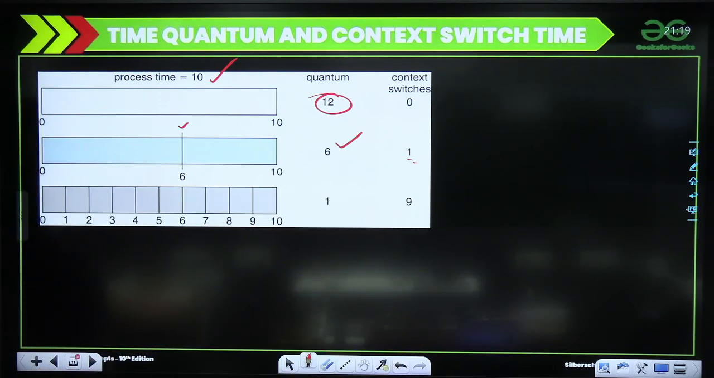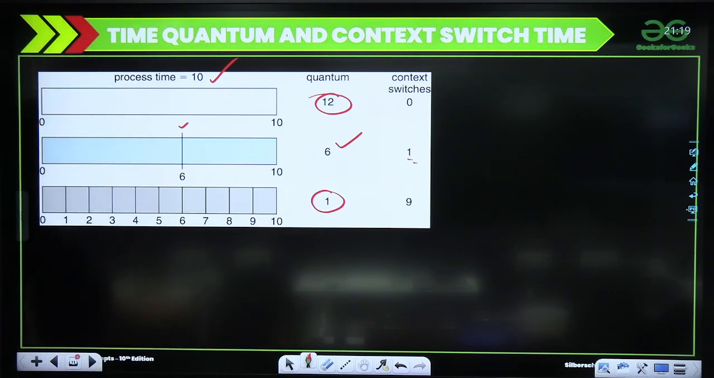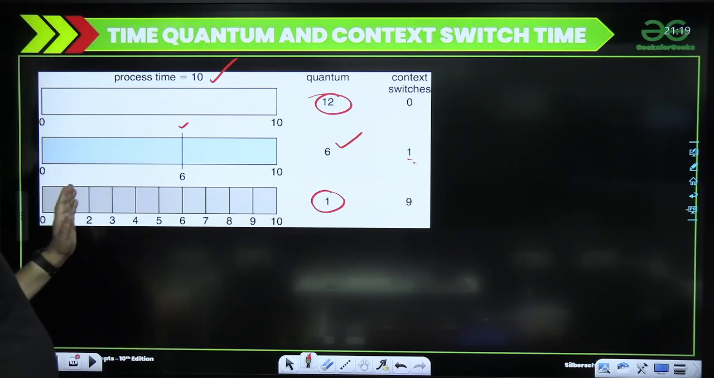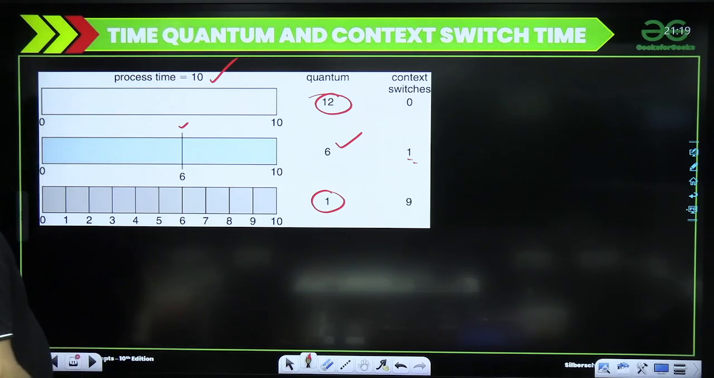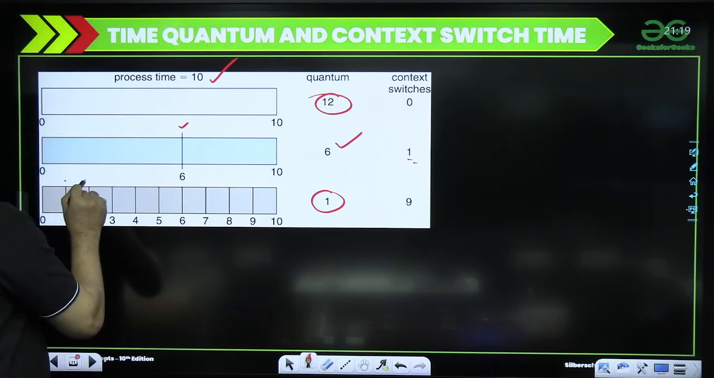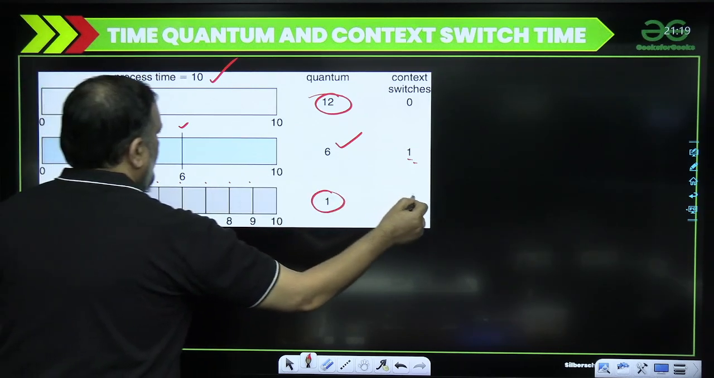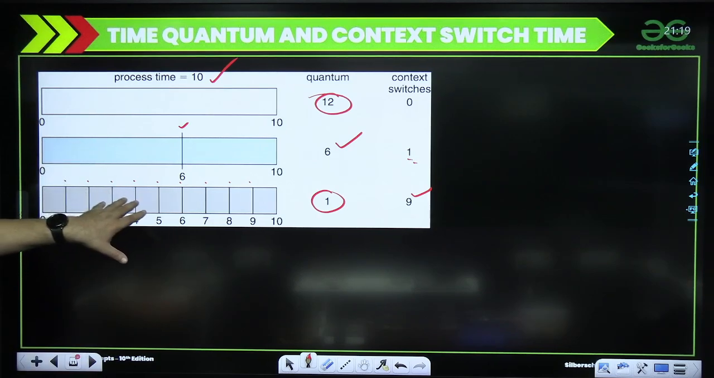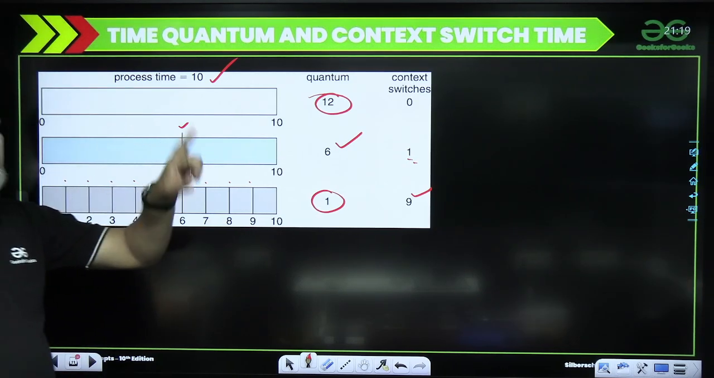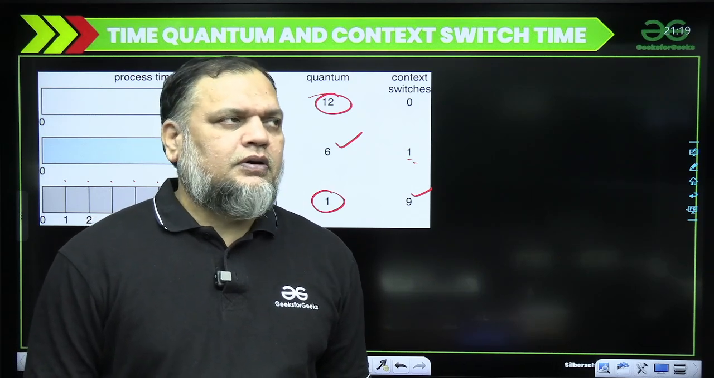However, if I take a time quantum of 1 unit, just 1 unit, then what is going to happen? The process will run for 10 bursts, one unit each. So how many context switches have happened? You can count here 1, 2, 3, 4, 5, 6, 7, 8, 9, 9 context switches. So even if I have a single process, a context switch will be counted.